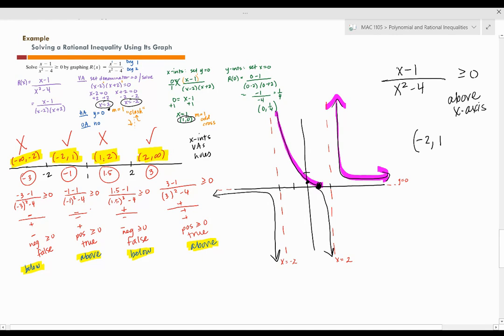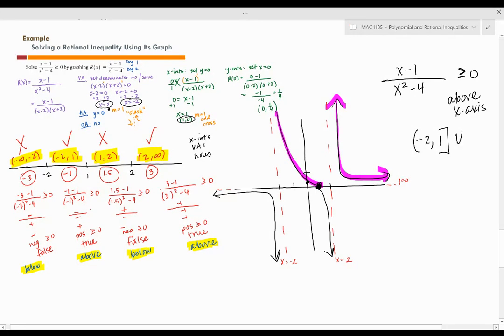Anywhere you have a vertical asymptote, it will always get a parentheses for the interval notation because you can't include it. It's a point of discontinuity, okay? And then we're going to get to 1. When we get to 1, we're going to put it in a bracket, okay? The reason we're going to put it in a bracket is because we can include it and because our inequality symbol was greater than or equal to. And our function actually equals 0 here, which is okay based on how our problem is written, okay?